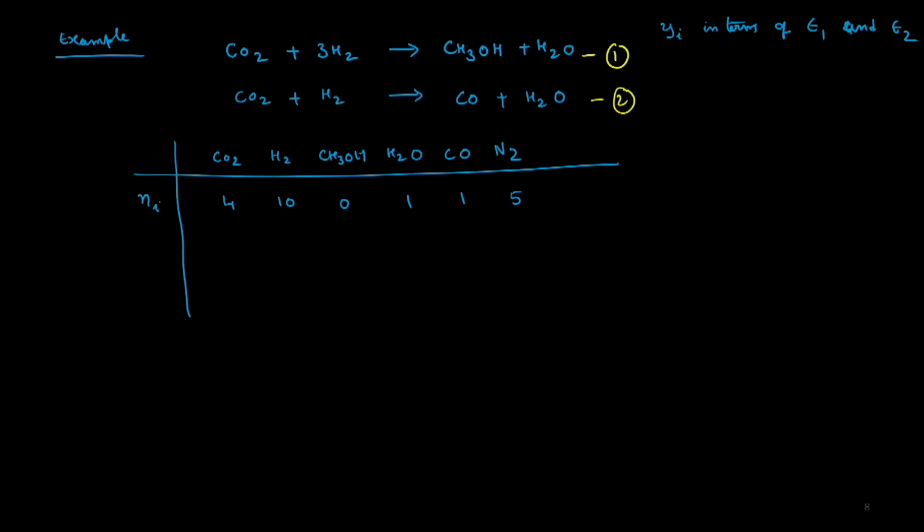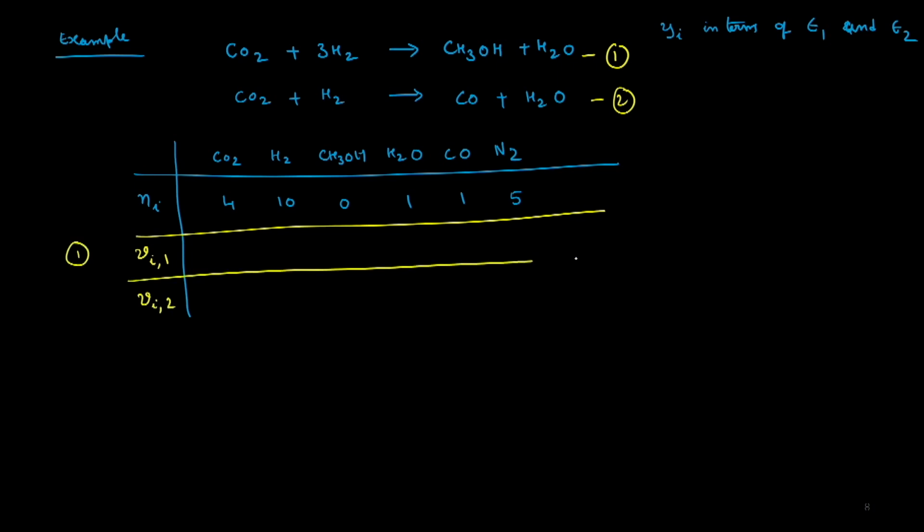Now to be able to do this, we will write the stoichiometric numbers for each of the species i in the reactions. So what I'll do is nu i in reaction 1 and nu i in reaction 2.